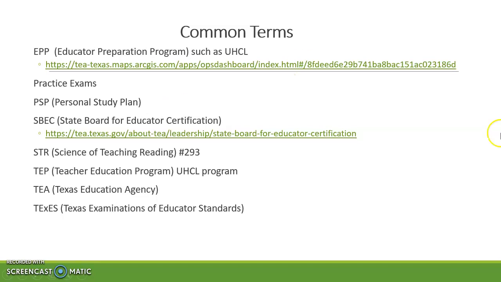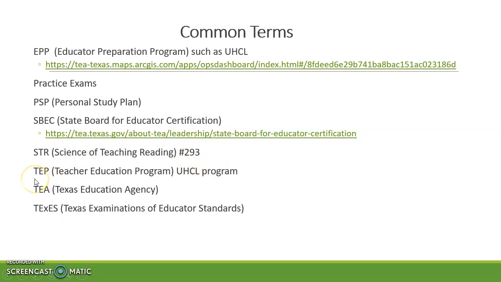That way they can place you in the correct classroom for that job. The following common terms are acronyms, but the first one is the STR, Science of Teaching Reading, number 293. That is an actual exam that you will be taking, depending on your degree plan if it's listed.